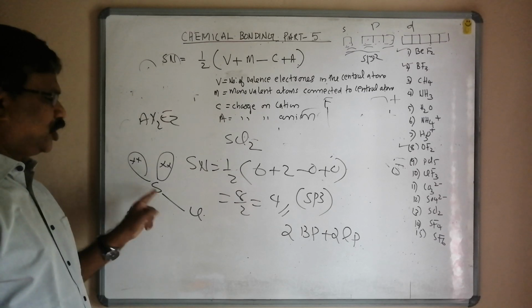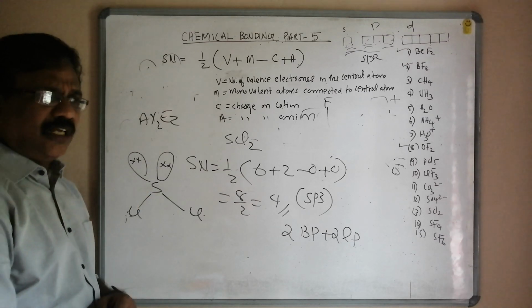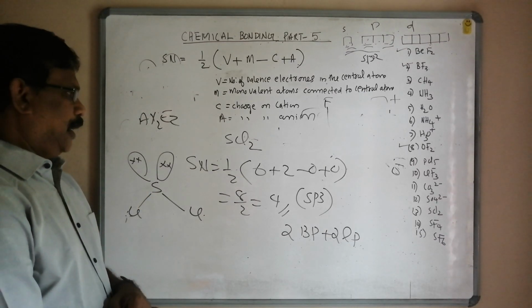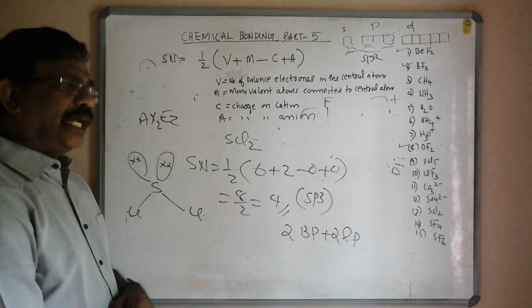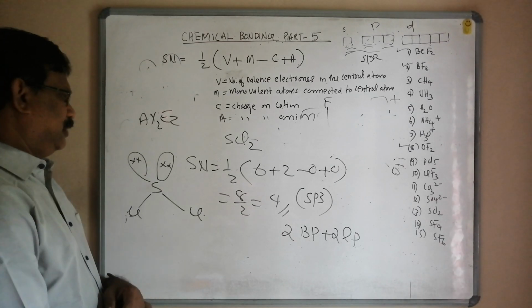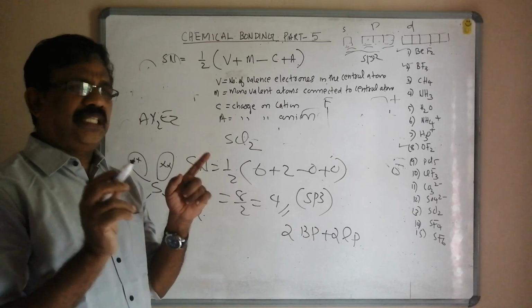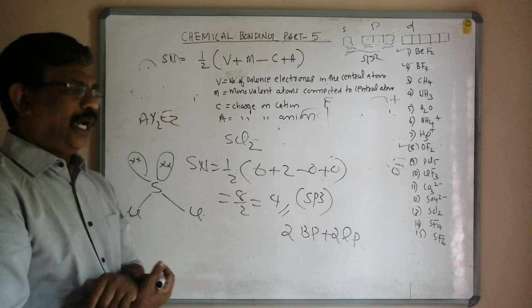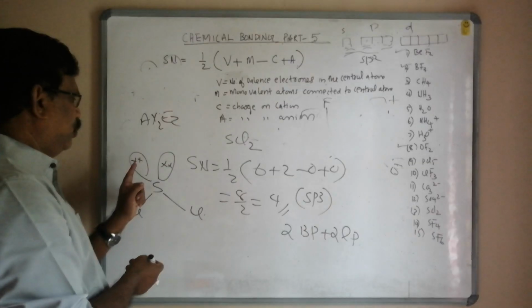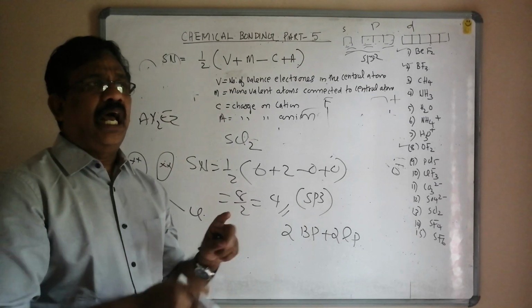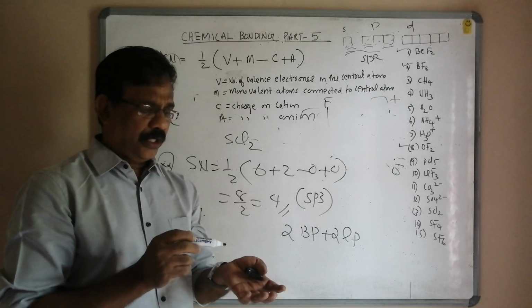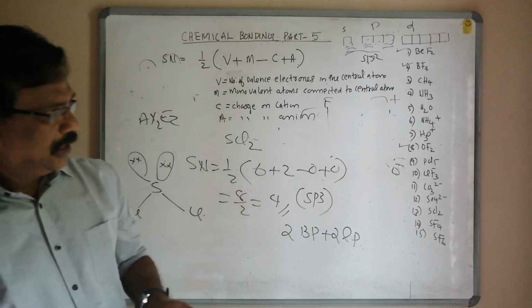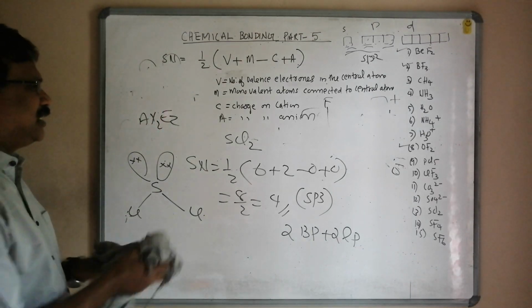SCl2. Hybridization sp3. Expected shape tetrahedral, and expected bond angle 109 degrees 28 minutes. But here the bond angle is less than 109 degrees 28 minutes due to lone pair repulsion, and the shape is not tetrahedral due to the presence of these 2 lone pairs. Actual shape is bent or angular or V shape. That is about SCl2. Next, SF4.